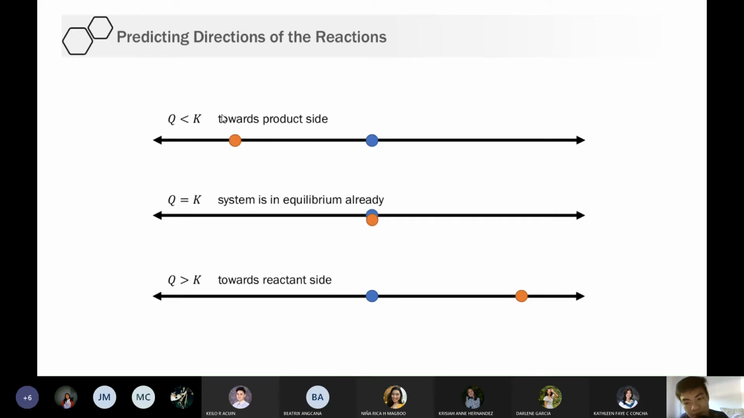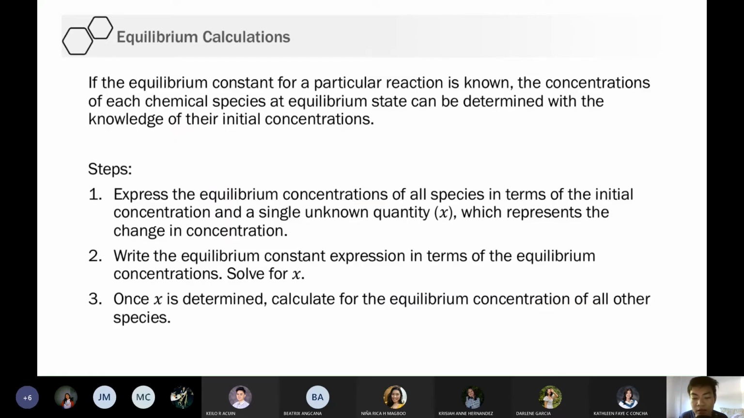So again, depending on the value of Q, you can either have a reaction going to product, going to reactant, or it is already balanced. You just compare the values of Q and K. This will be useful with our main topic today. Those are the things we discussed last time. So now let's proceed with our main topic, equilibrium calculations.